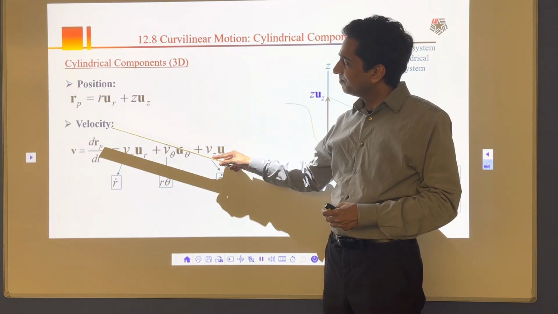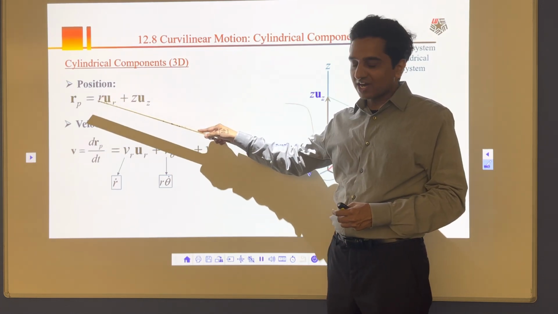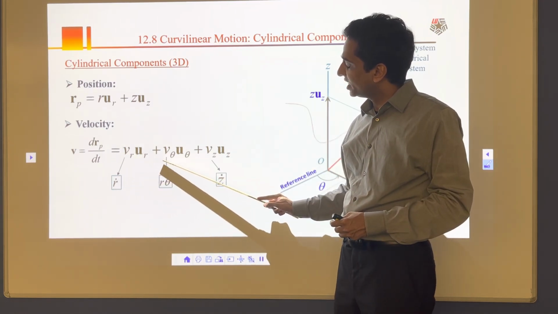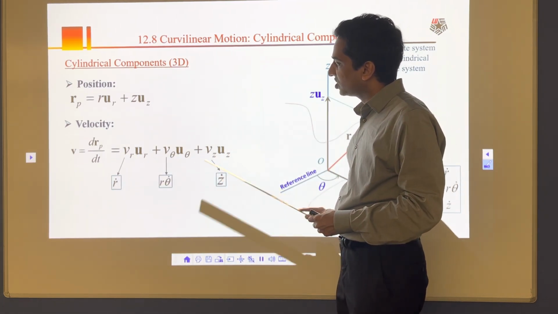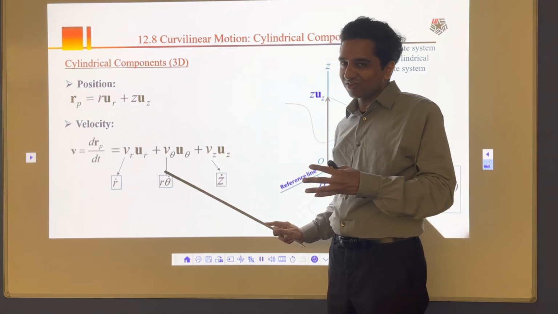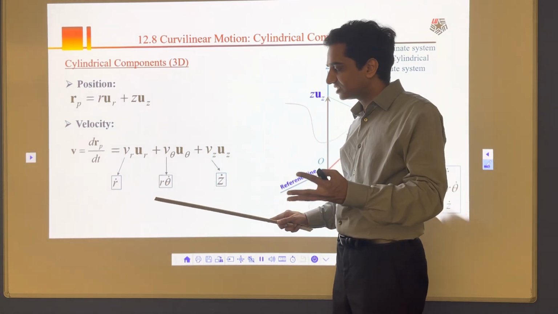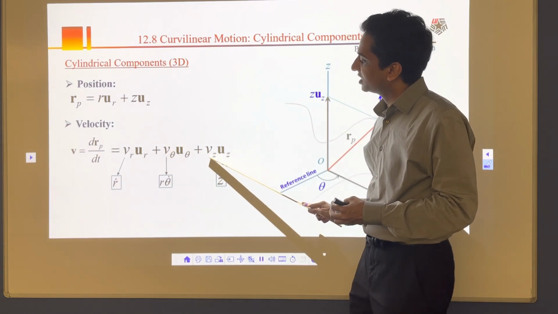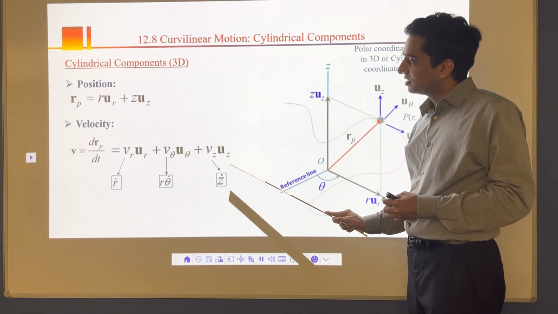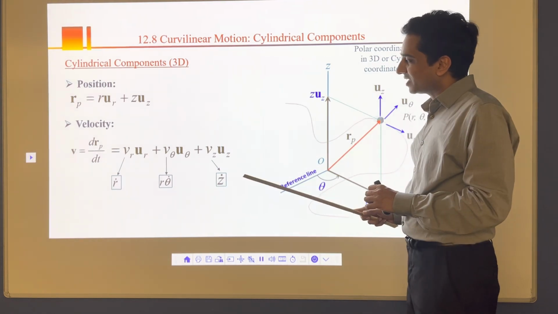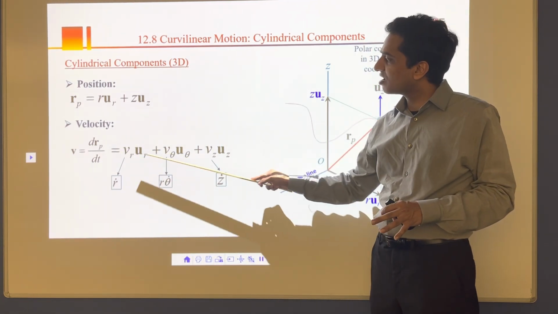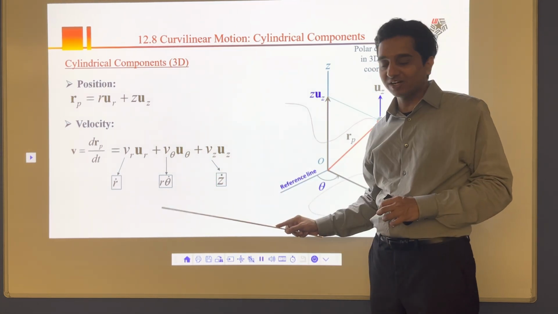The velocity is the derivative of this, dr by dt, so the velocity becomes vr ur plus v theta u theta plus vz uz. These are the velocities, just like the x velocity, y velocity, and z velocity. This is the r-direction velocity, this is the theta-direction velocity, and this one is the z-direction velocity. Now, without going into detailed mathematics, I'm going to give you the direct definitions of vr, v theta, and vz, the respective velocities.